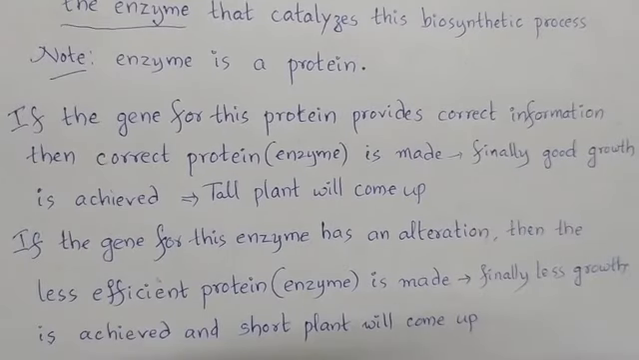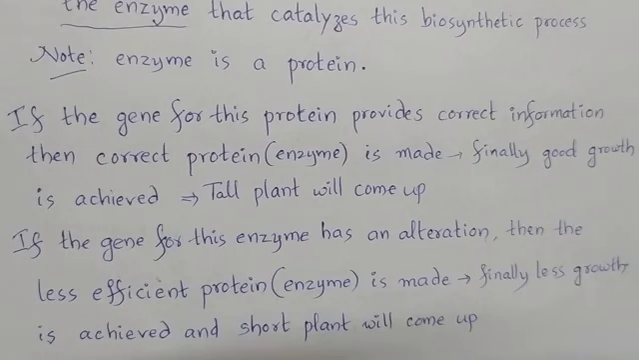Remember, note that an enzyme is a protein. If the gene for this protein provides correct information, then the correct protein or enzyme is made, and this correct enzyme will catalyze the biosynthetic process of the growth promoting hormone efficiently. Then the amount of the hormone produced by this biosynthetic process will be high enough. Then the plant growth also will be very good and the plants will appear tall.